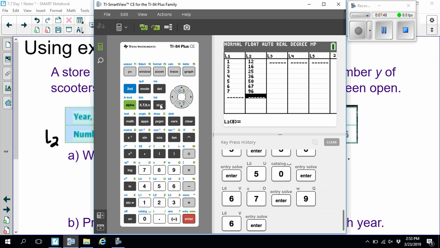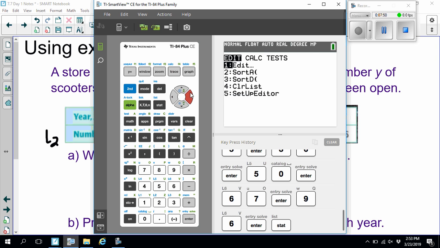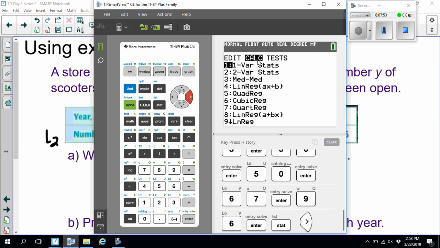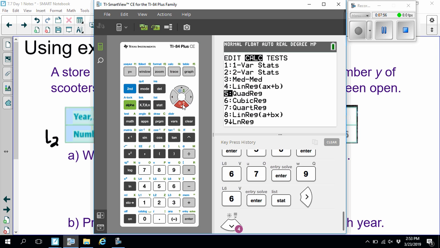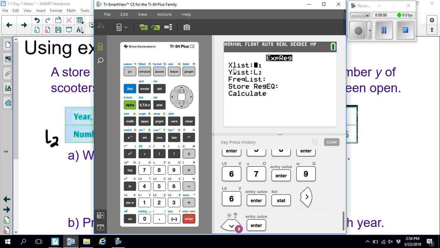Now what we do is go back to the stat key, and we're going to right arrow over to calc. Now because it's asked us to do exponential regression, we're going to go all the way down to the number 0, where it says ExpReg. That's what we want. Once you've gotten there, then you're going to press enter. And then make sure your X list says L1, Y list L2. If not, then it changes everything. So now you just press the down arrow all the way until calculate is highlighted, and then press enter. And then here it gives you the A and B values for your exponential regression.